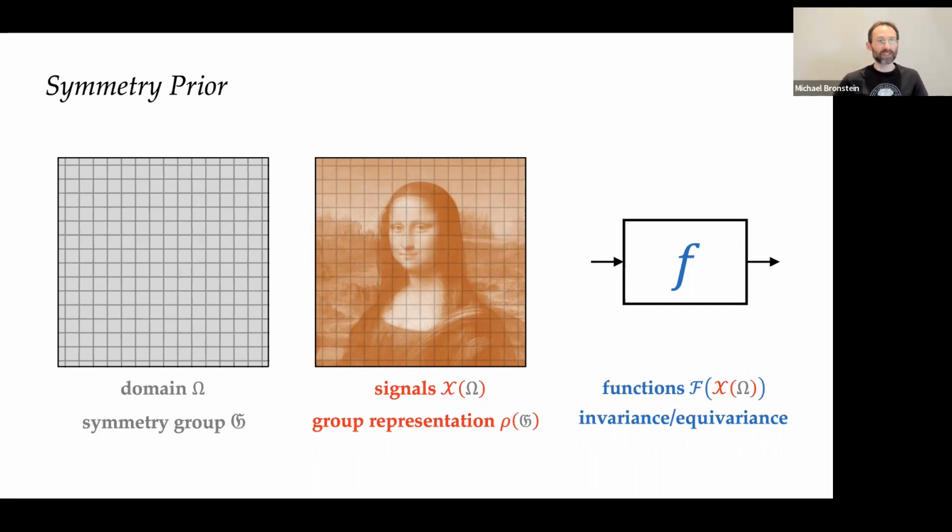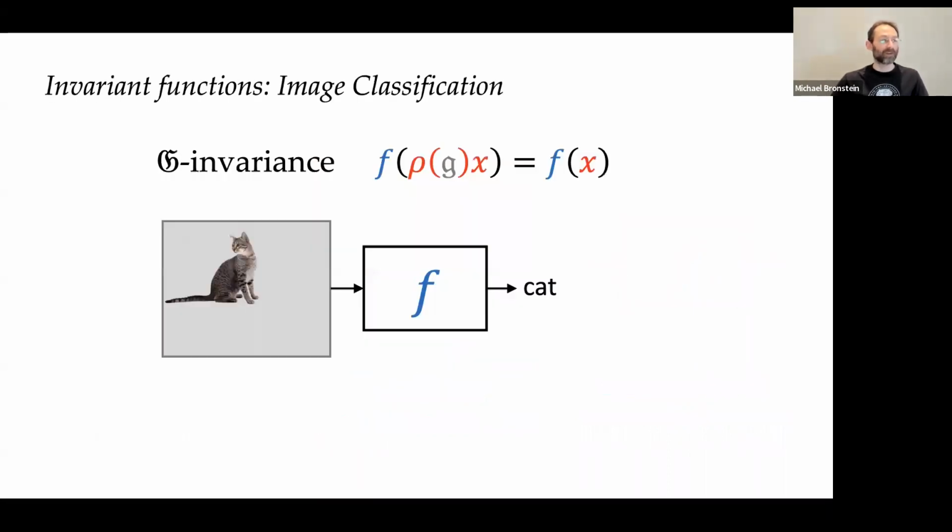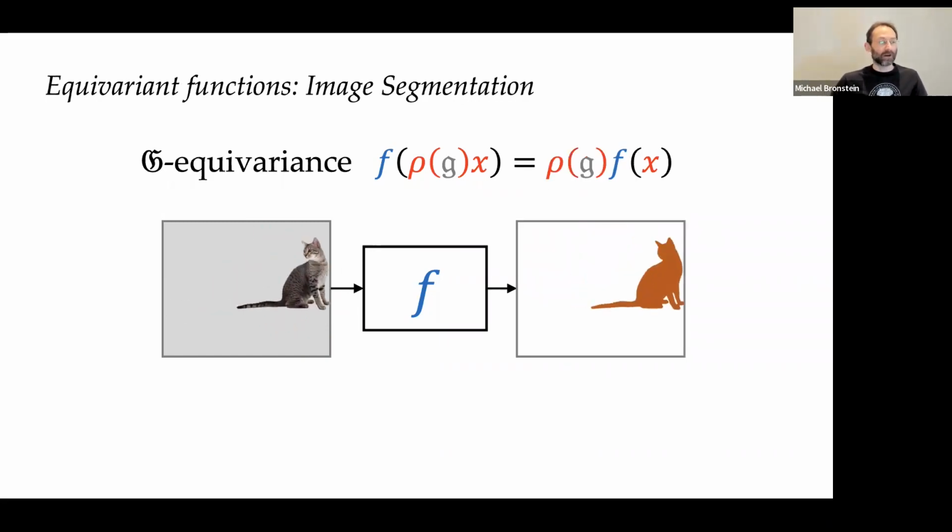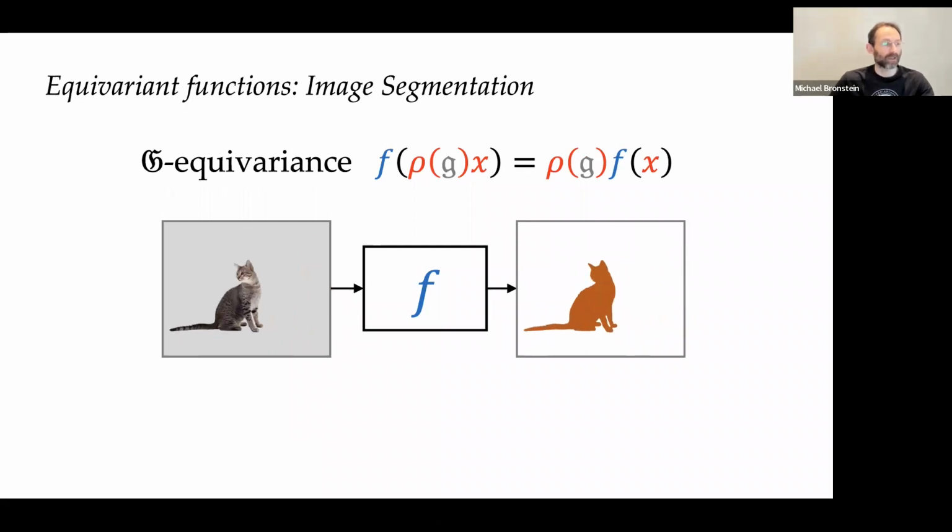And finally, the functions themselves, we can define different properties that they would obey. One of them is invariance. We say that a function is invariant under the action of a group if, as the definition says, the output of the function on the transformed input is equal to the output of the function on the original input. A good example is the problem of image classification. If I shift the cat around in an image, I don't care about where it is located. I still want to say that this is a cat. Another kind of geometric property of a function is an equivariant function.